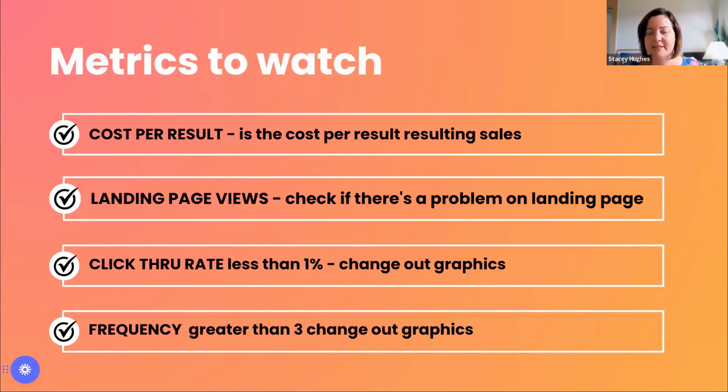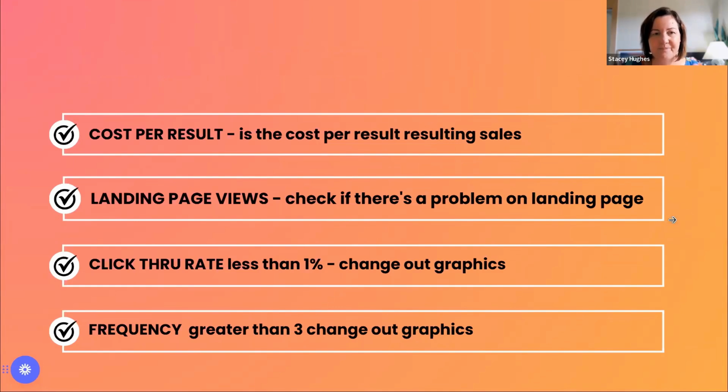That would indicate that there is some type of problem with people coming from your ad and going to your landing page. Maybe the form is not at the top of the page, or maybe there's something else to look at. So that would indicate a problem. Click-through rate, if it's less than 1%, we need to change out the graphics. So it means that people are being shown your ad and they're not taking action. And frequency as well. If it's greater than 3, it's an indicator to change out our ad graphics.